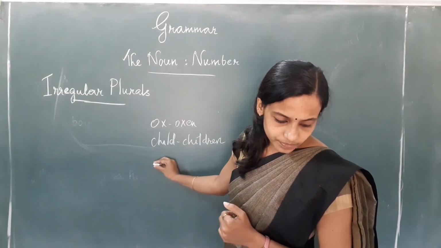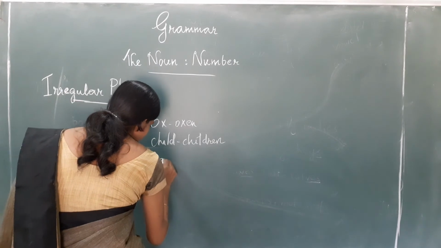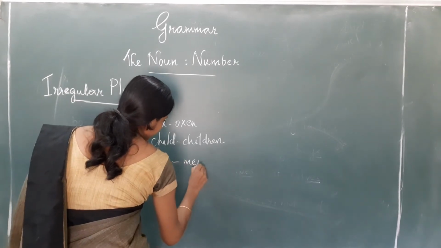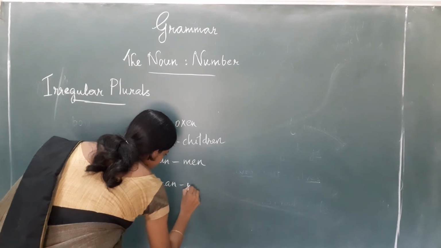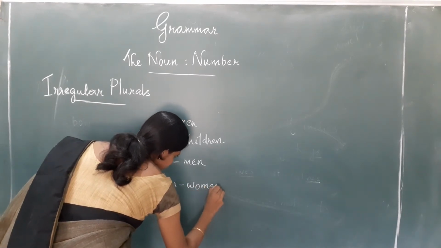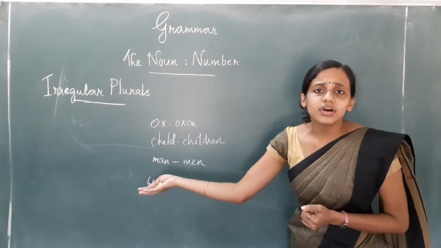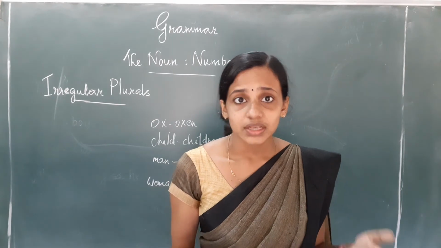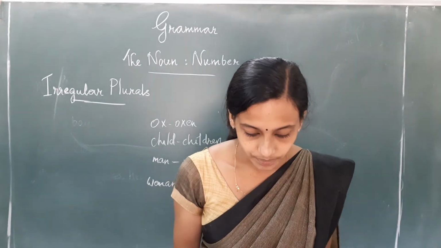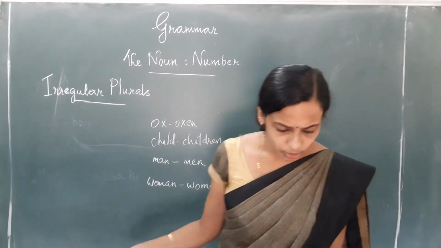Then, man, men, woman, women. You see the difference? The entire word is changed like that. Mouse, mice, tooth, teeth, foot, feet. All these are irregular plurals.